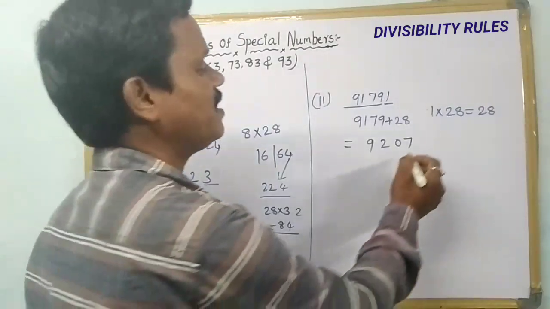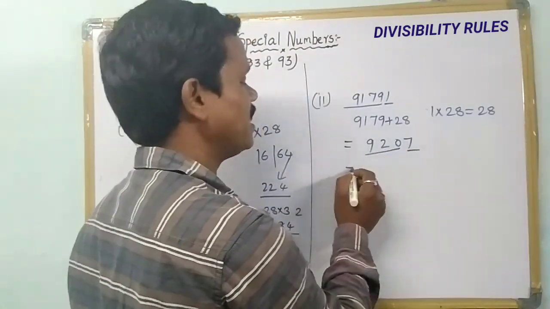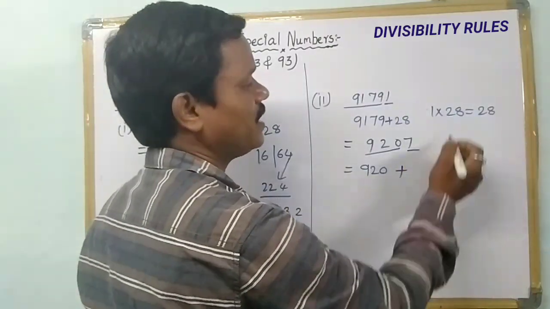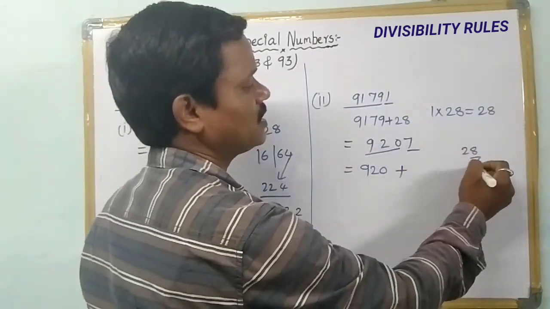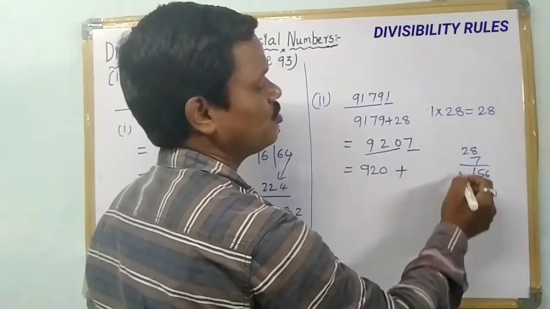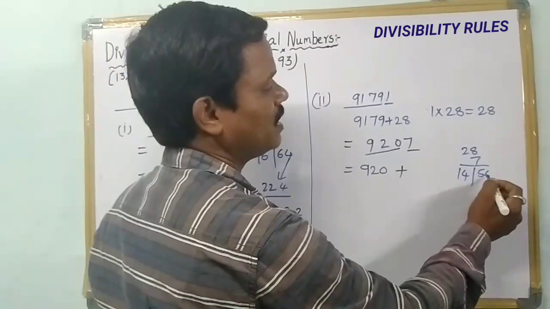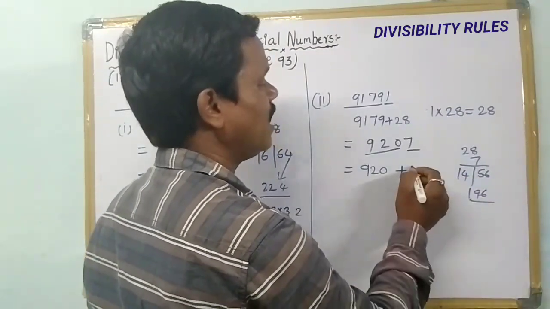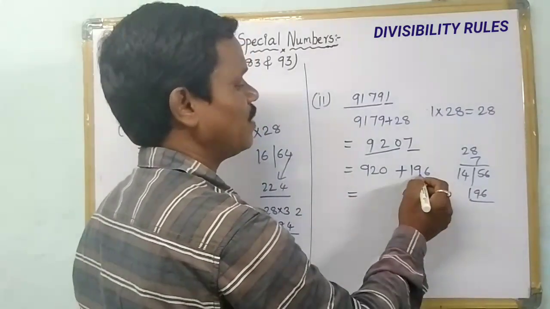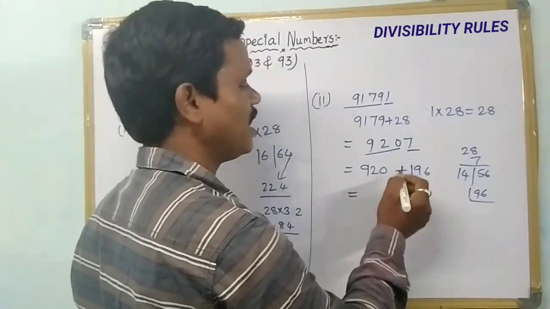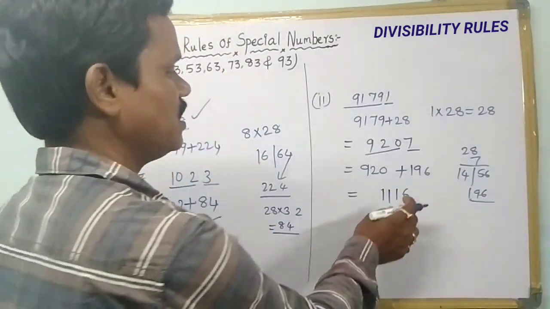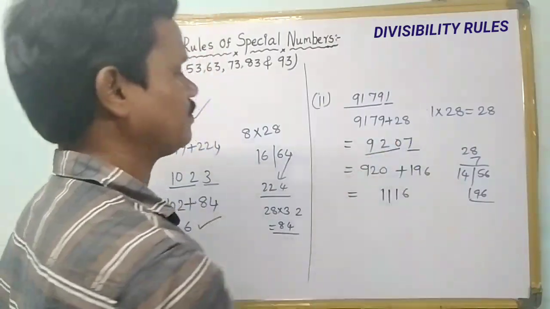9207. Now again divide it into two parts. This is the first, this is the second. Write the second part as it is. Plus 7 into 28. 7 times 8 is 56, 7 times 2 is 14. What is the answer? 196. Now add 196 to 920. What is this? 6 plus 6 is 12, carry 1, giving 1116.